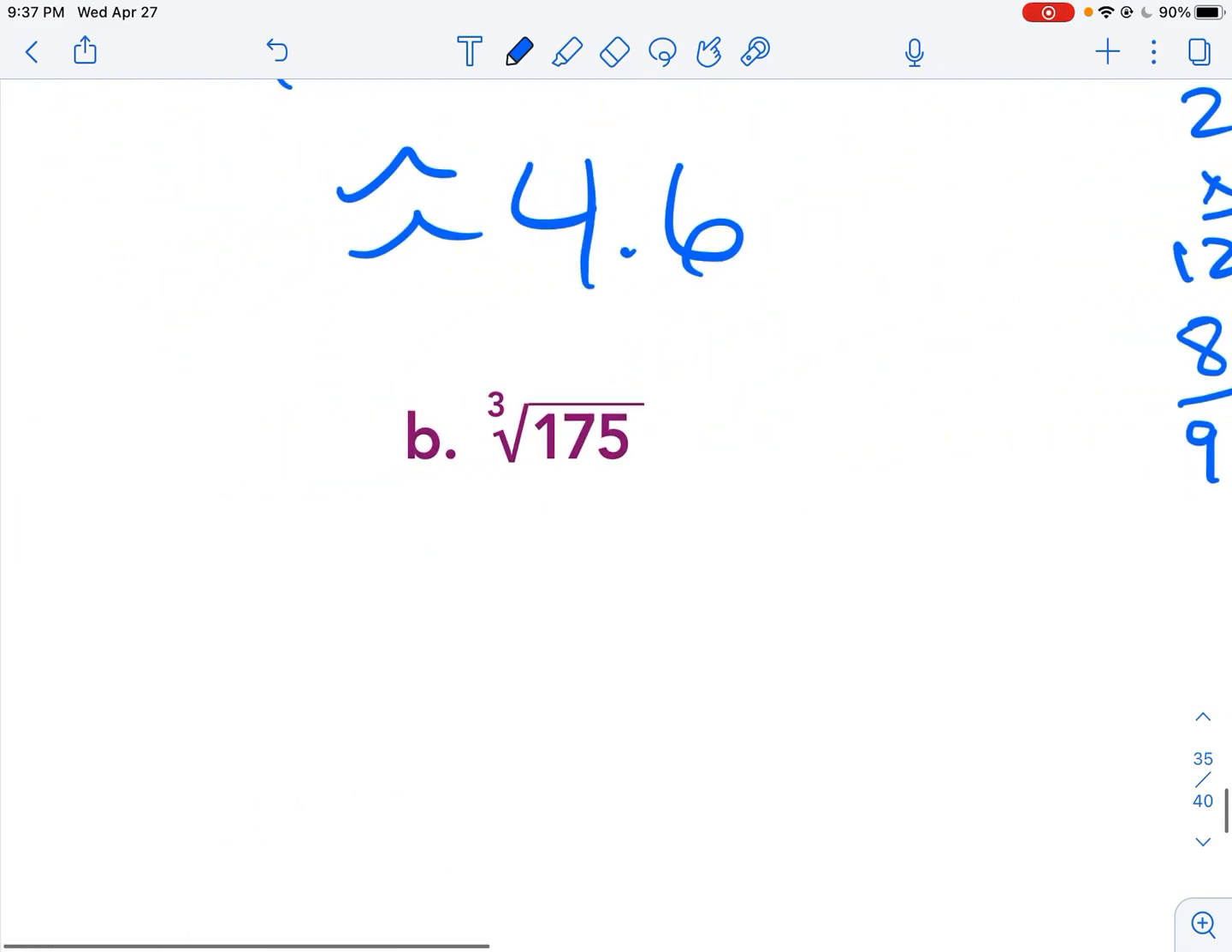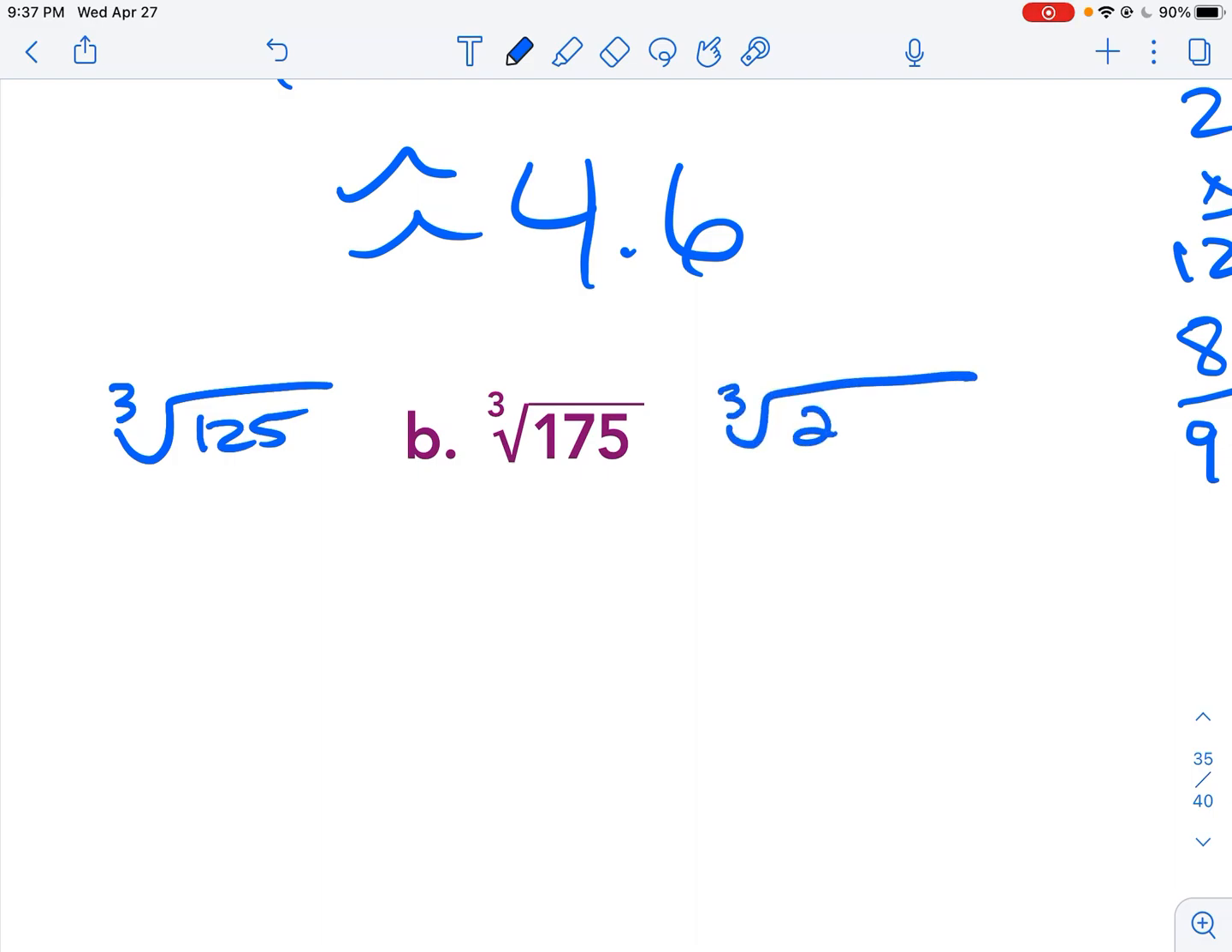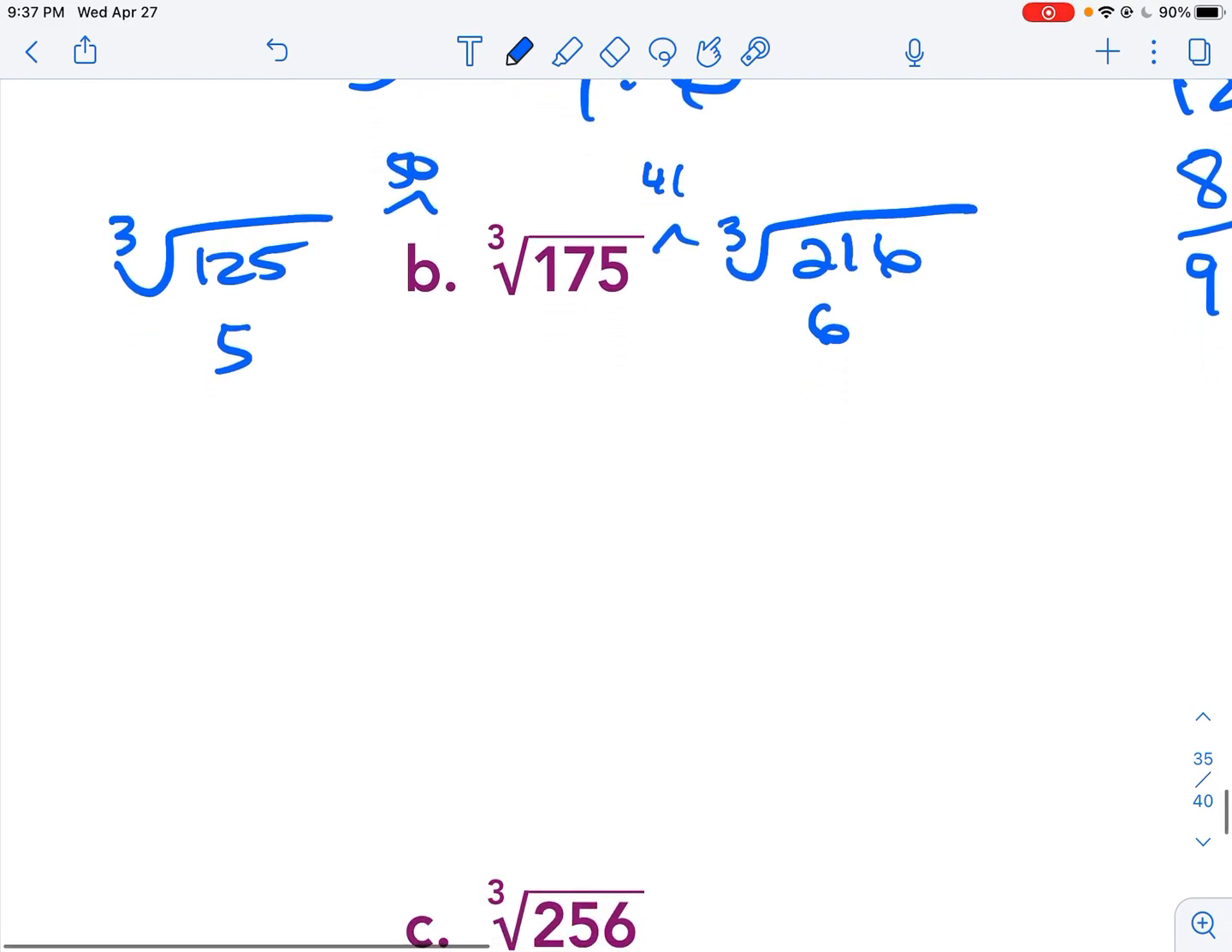Okay, 175. That's going to be between the cubed root of 125 and the cubed root of 216. It's 50 away here. From here to here, 25, 41 away. So again, this is 5, this is 6. It's going to be closer to the 6, but not by a whole lot.